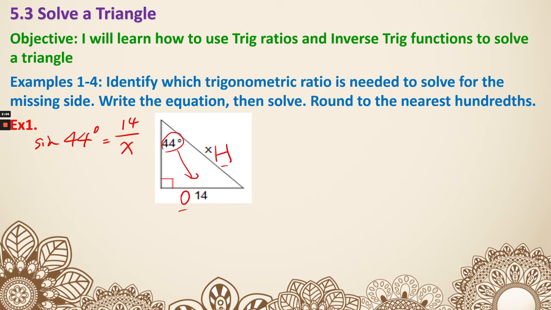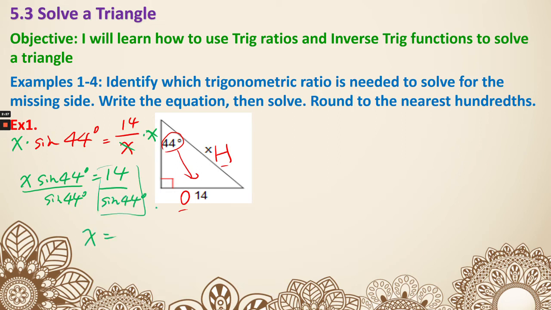When x is on the bottom of the fraction, there's kind of no way we can solve it. So we are going to need to get x out of the denominator. So we're going to multiply both sides by x. So we get x times sine 44 degrees equals 14, because these two x cancel. And afterwards, we're just going to divide by sine 44 degrees on both sides. And that will give you x.